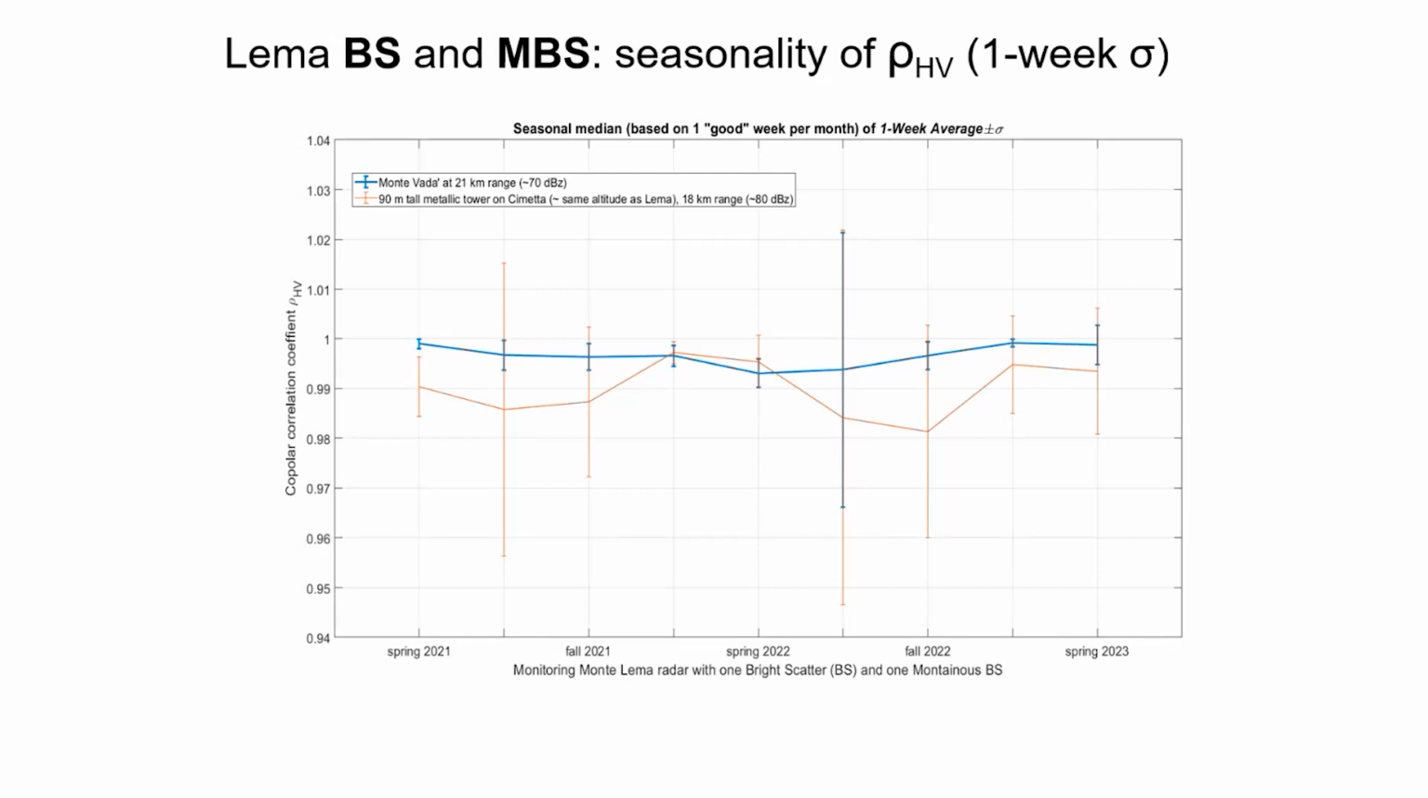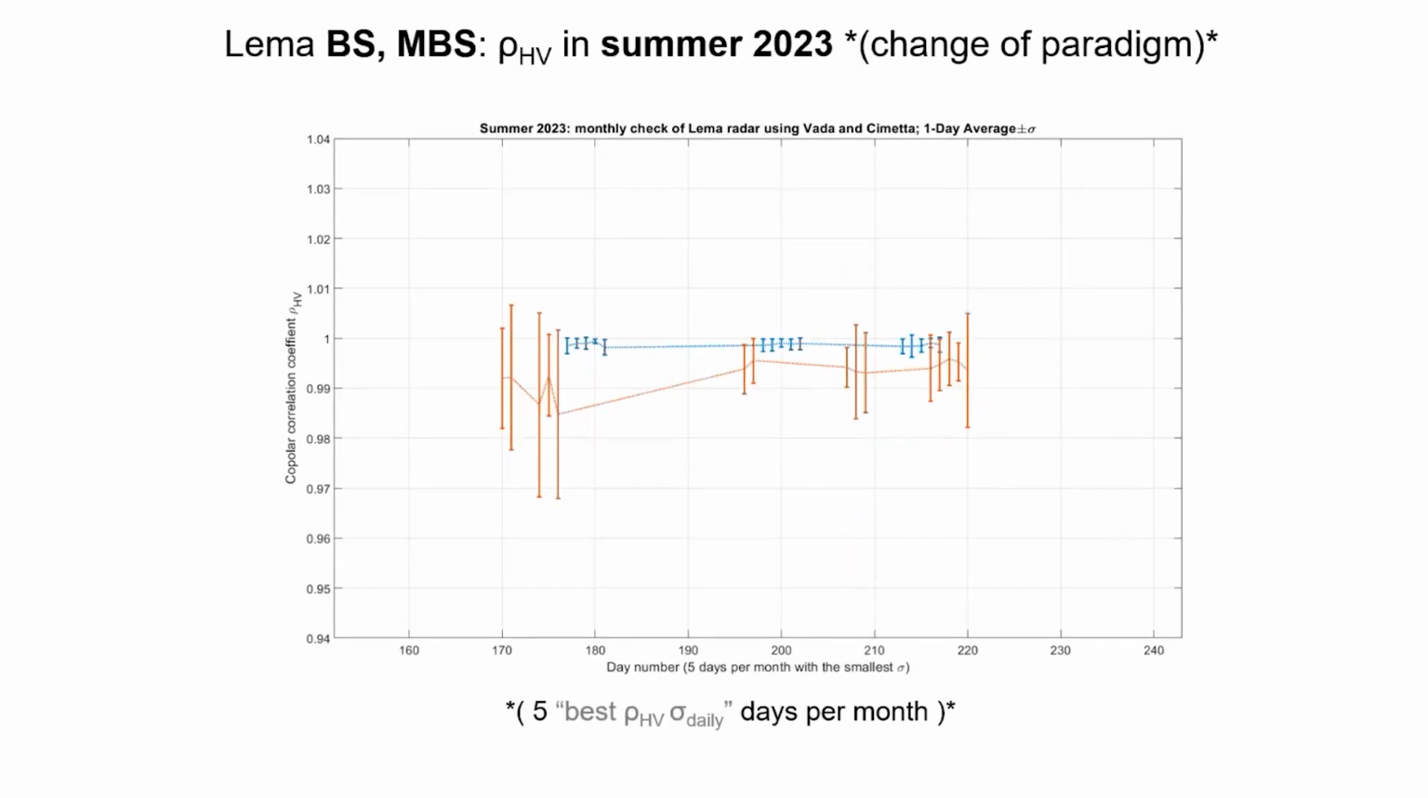And next was the idea of changing the paradigm, so to say. I have seen that I have a new situation regarding the statistics of this bright scatterer. And what I thought is that maybe I cannot do the monitoring on a daily basis, but we can perform it on a monthly basis, for instance, by selecting 5 good days per month.